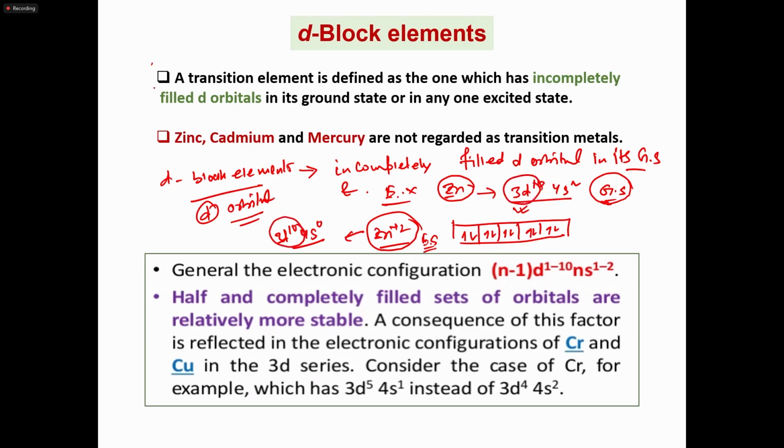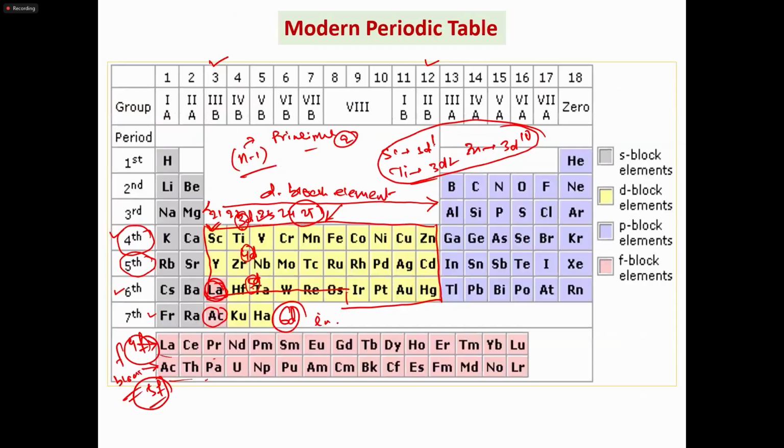But the definition is that a d block element has an incompletely filled d orbital in the ground state or in the excited state. But in the case of zinc, in the ground state and in the excited state, the d orbitals are totally filled up. So that's why we cannot say that zinc is a transition element. Similarly, cadmium and mercury are not transition metals. In this series, zinc is 3d10 4s2.